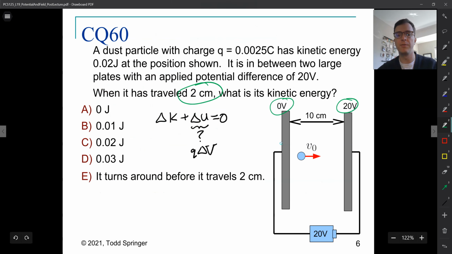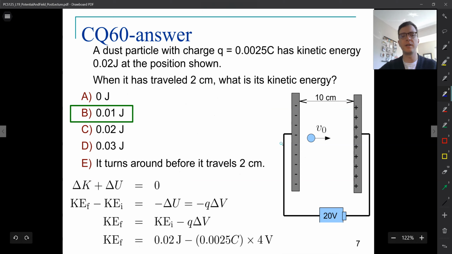Okay? So what's 1/5 of 20? That's 4 volts. So when I go through 2 centimeters, I've gone 1/5 of the distance. I've traveled through 1/5 of the total potential difference between one plate and the other. And so I will have gone through 4 volts. Okay, so that's the key observation here. This will be 4 volts because it's only 1/5 of the way across.